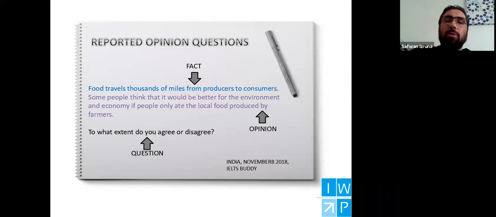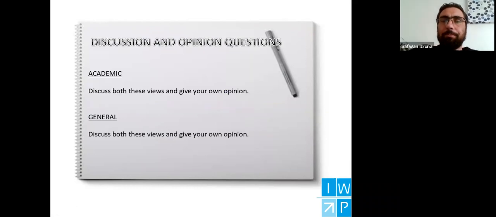Okay, food travels thousands of miles from producers to consumers. Some people think that it would be better for the environment and economy if people ate the local food produced by farmers. To what extent? Okay, so here we have a fact and we have an opinion. I think I repeated this one.